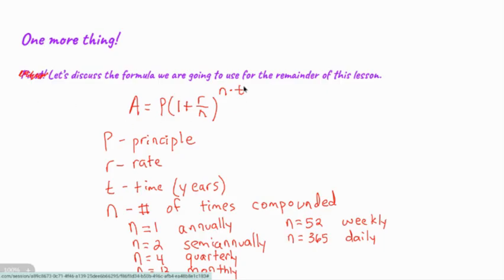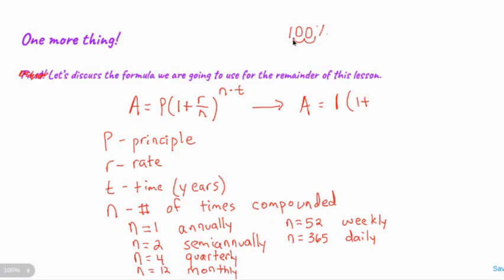Now, I'm going to make this clear. This is our formula for the rest of the unit, okay? However, for the rest of this particular lesson, I'm going to snazz it up a bit. Our principal is only going to be $1, okay? $1. And our rate is going to be 100%. So if we think about 100%, convert it to a decimal, that's just going to be an R of 1.